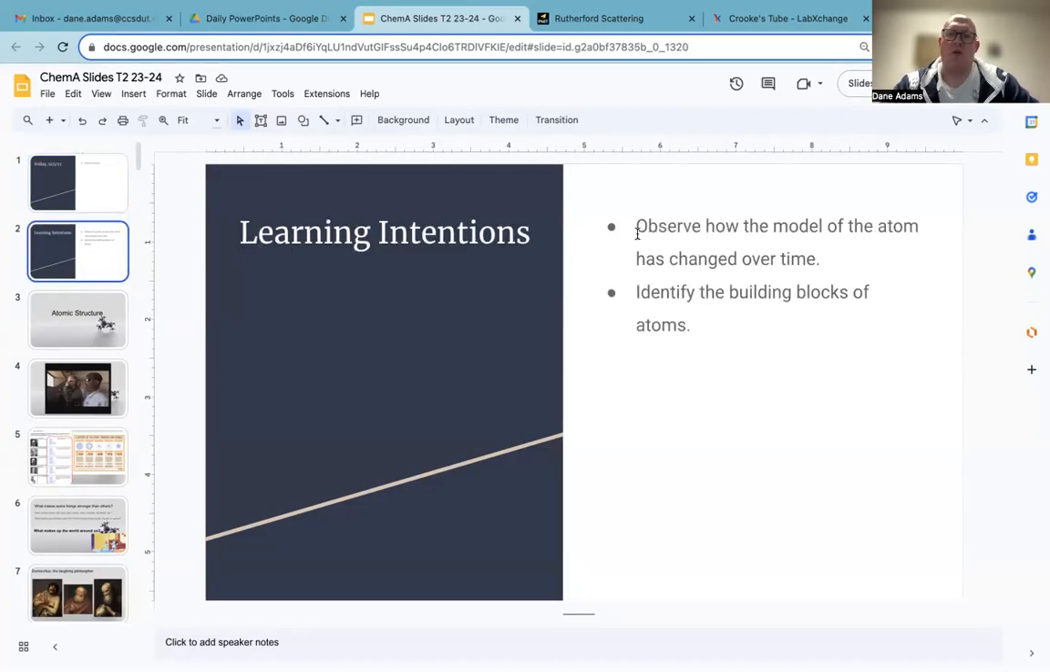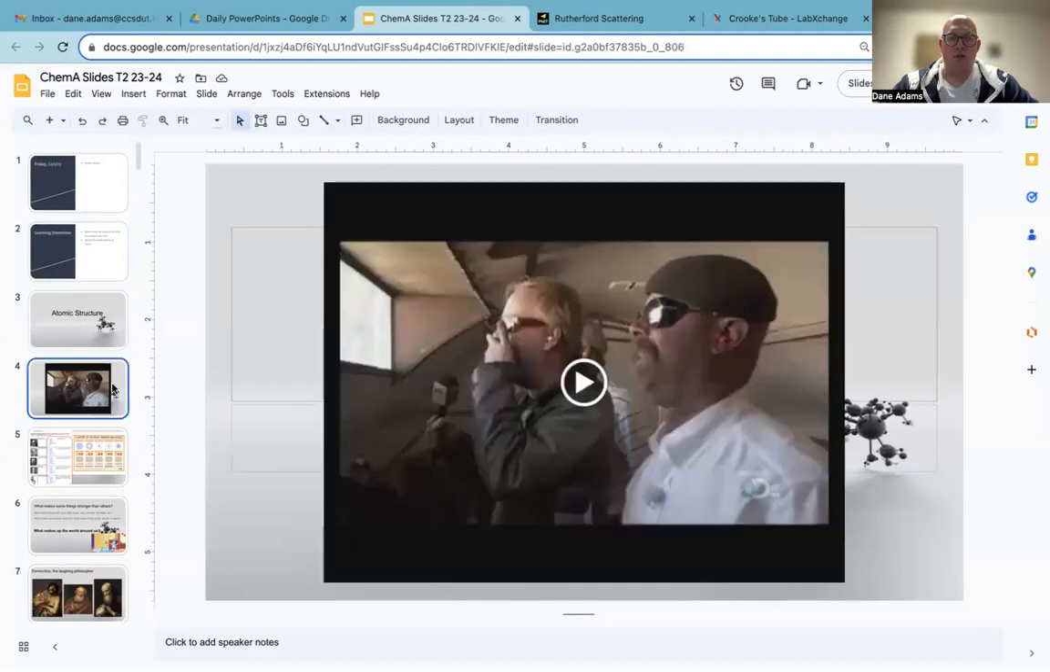Today, we want to make sure that we observe how the model of the atom has changed over time. And then we will, in the computer simulation activity, identify the building blocks of atoms. So as a little introduction, I like the Mythbusters, and you'll see lots of Mythbusters clips throughout chemistry. And if you ever take physics, you'll probably see even more of them. But I wanted to start with one of the most outlandish, unnecessary Mythbusters moments in this quick video here.